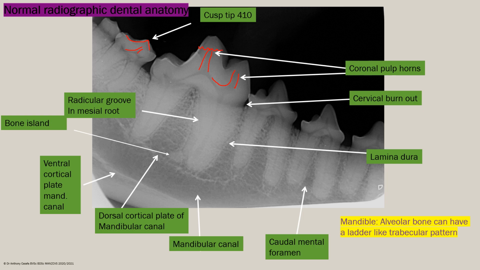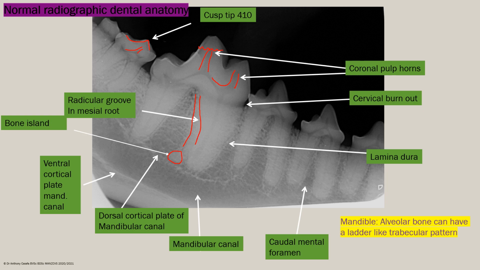We have a radicular groove in the mesial root of the mandibular first molar. So you can see there's a periodontal ligament line running here, and then there's a second line running here, and that's quite normal. Here we have a little bone island. That's a little radiodensity that we sometimes see in the mandible, so that again is considered normal.